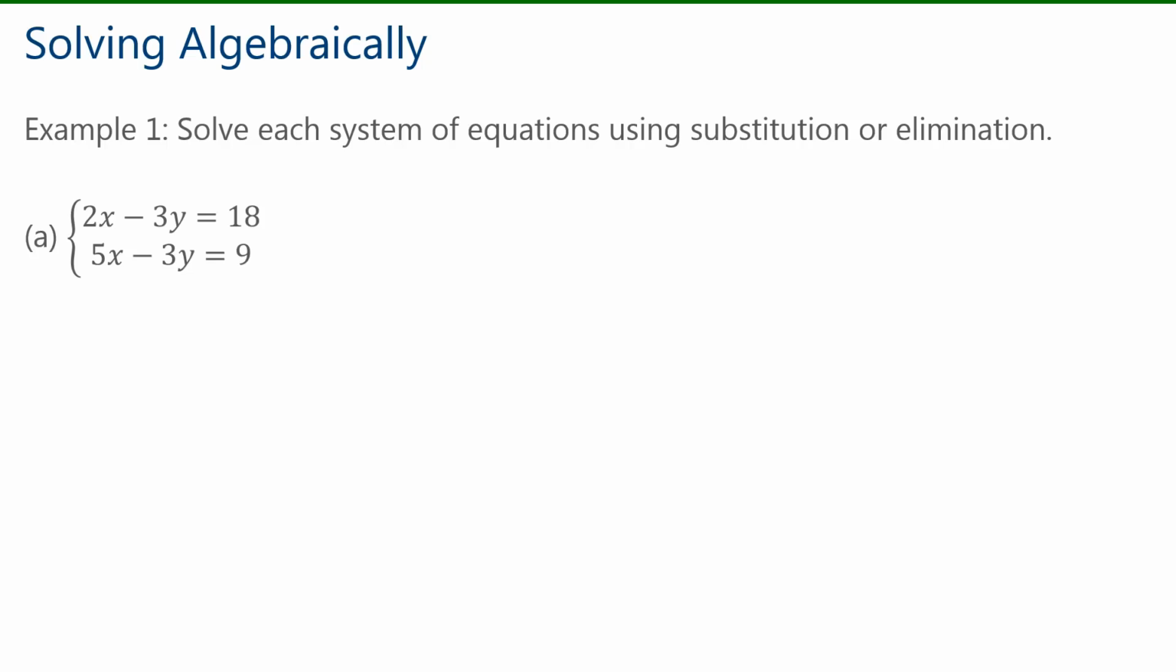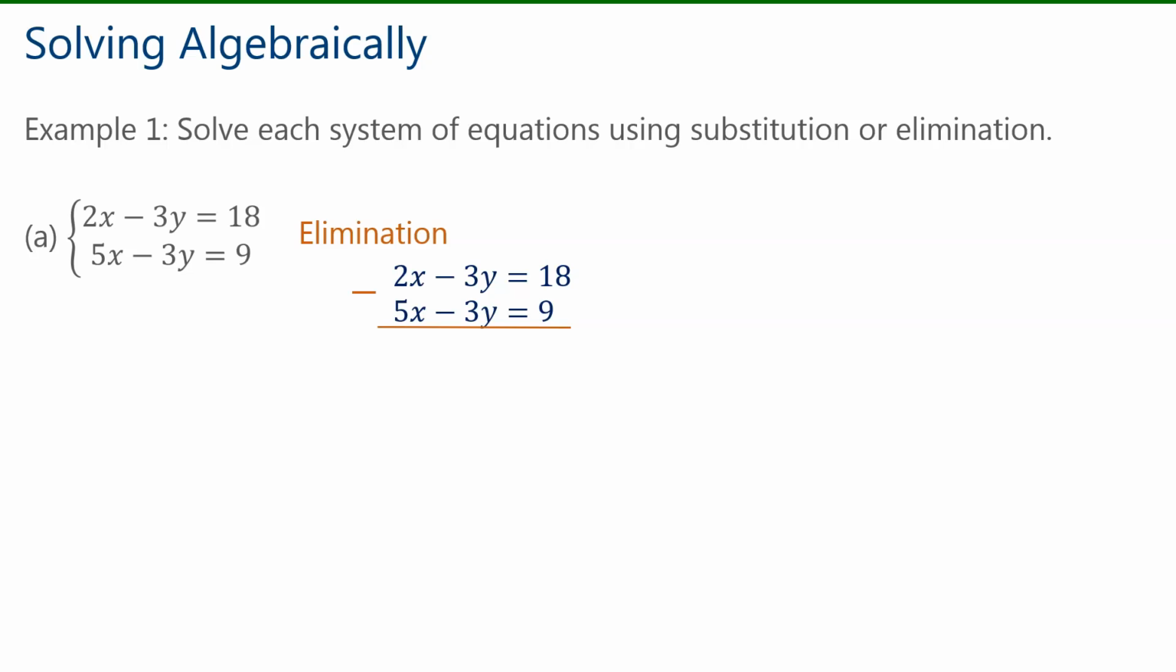So let's look at the first example. We have to solve each system of equations using substitution or elimination. Right away, I notice that the coefficients of y are both -3. So this is nicely set up for me to use elimination. So that's what I'm going to do. I'll write down my first equation, the second equation, and then I'll just subtract these to eliminate y.